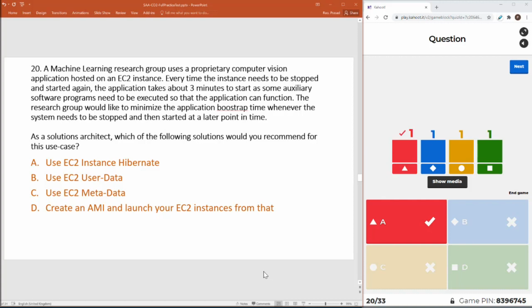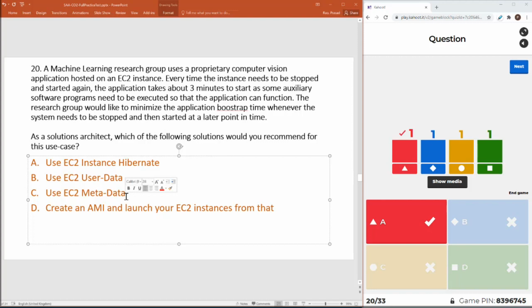The correct option is A. And why? Let's see. The application takes about 3 minutes to start. It says that some auxiliary software programs need to be executed so that the application can function. All that information can be put in user data or metadata. But frankly, these two are just locations where you can keep the data. This is not a solution in any case.